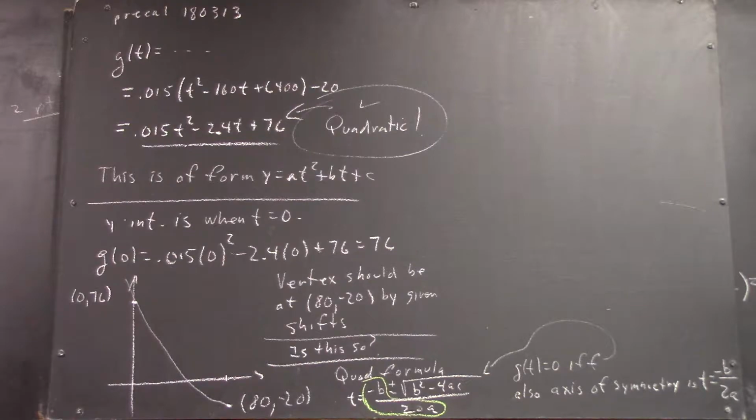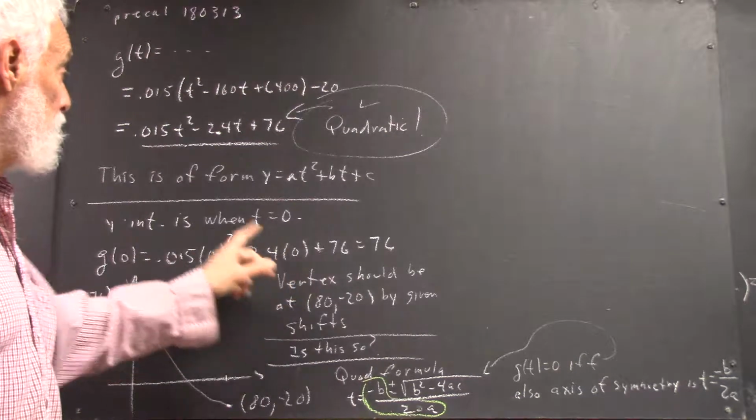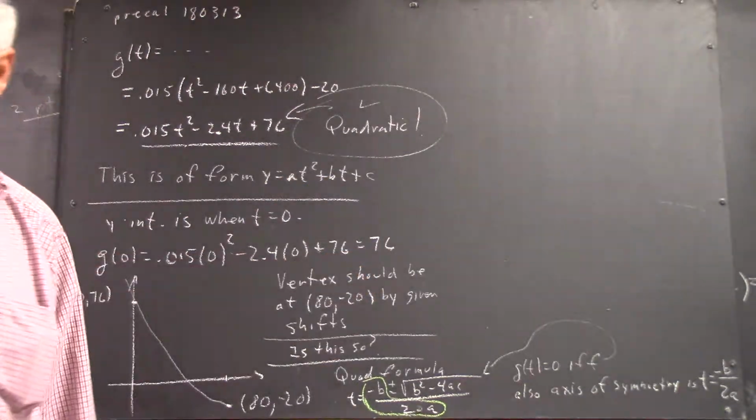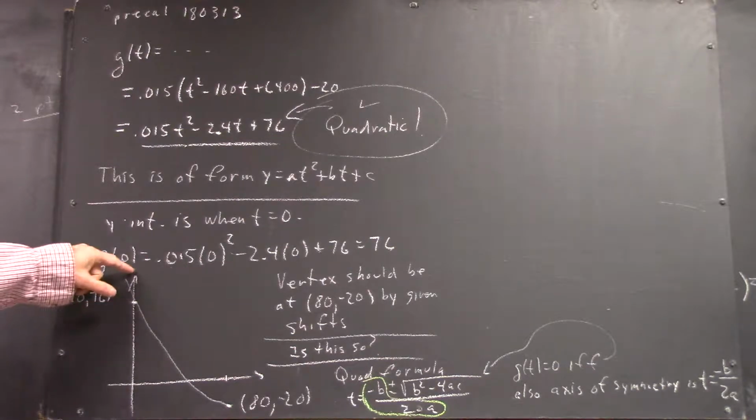Okay, anyhow. So y-intercept is when t equals 0, and in the MCR class, somebody said right away, oh, the y-intercept is 76. Yep. Put in 0 for t, and you get 76. So that means your graph has this point.